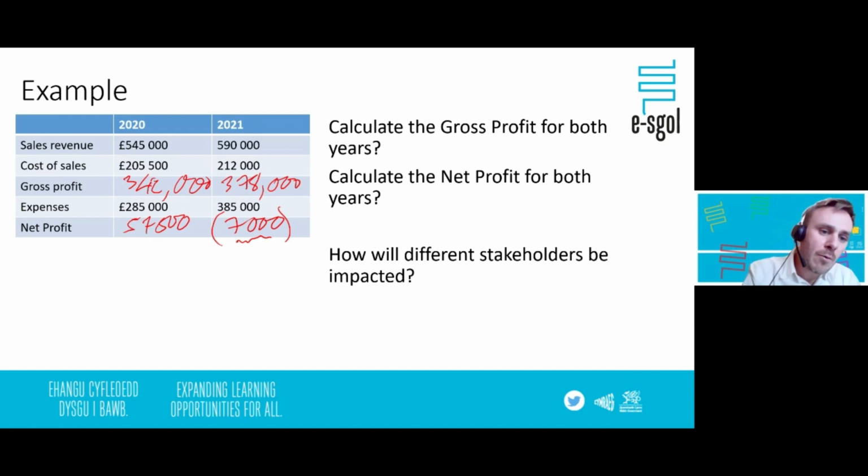So now you can say, right, actually in 2020, you can see the business is performing well. Why is it performing well? Because we have sales revenue and we're in control of our costs. What's happened in 2021? Our sales revenue has increased. Our cost of sales has increased. So therefore, our gross profit has too. So our actual gross profit based on our sales figures, we've improved.